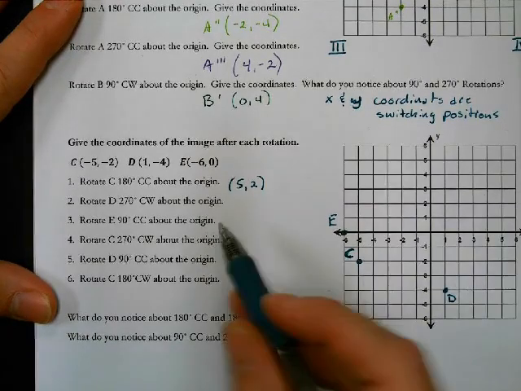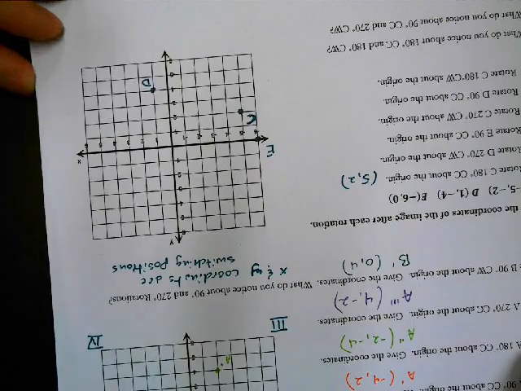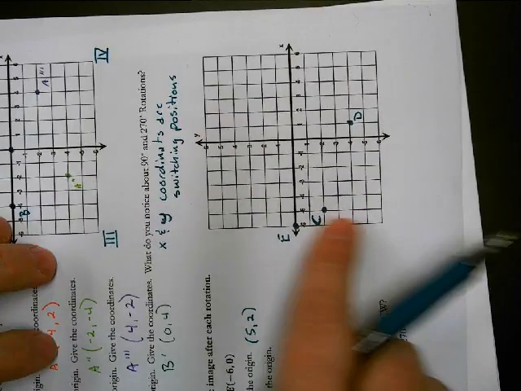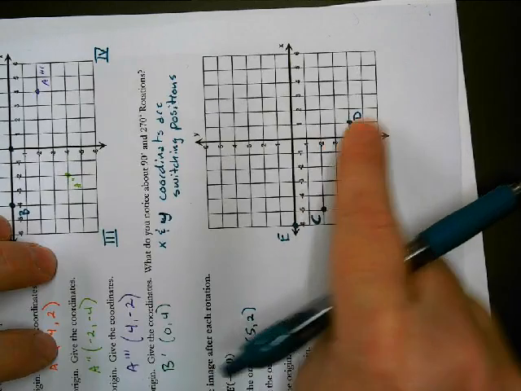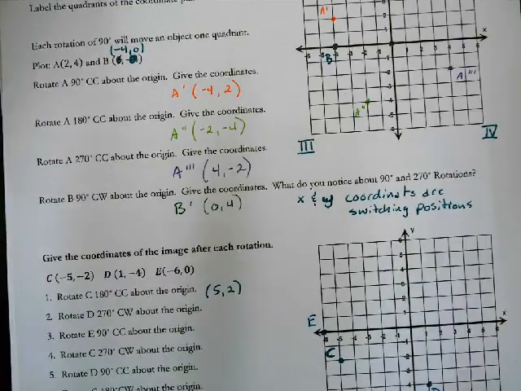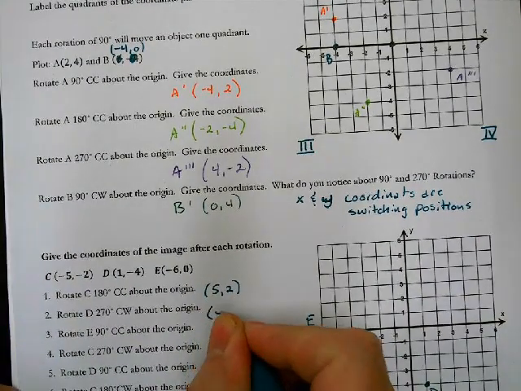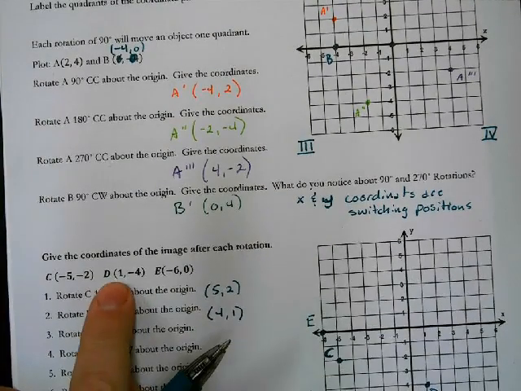So 1, 2, 3. It's hard to keep it up on the screen. So that was D that we're moving. We should now be at 4, 1 in the first quadrant. Okay, so that's at 4, 1. We were at 1, -4. Now we're at 4, 1.